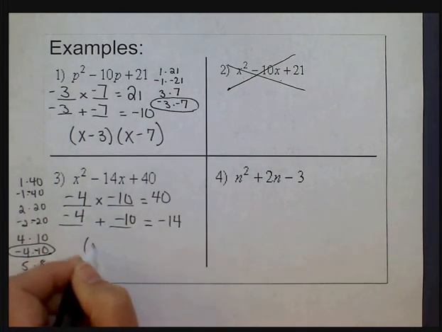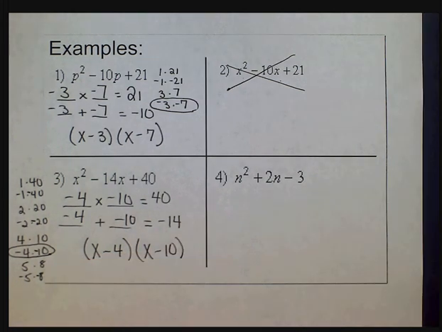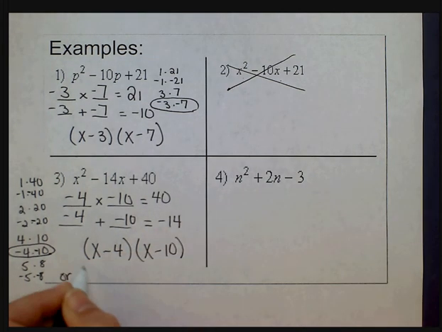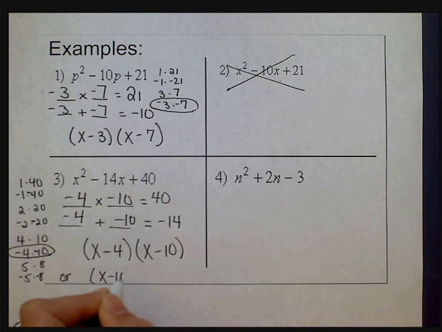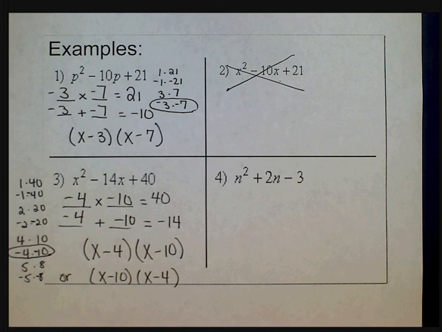So my factors become x minus 4 times x minus 10. Remember, it doesn't matter what order. I could also have x minus 10 times x minus 4. Either answer is acceptable.